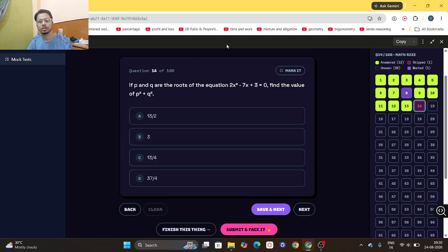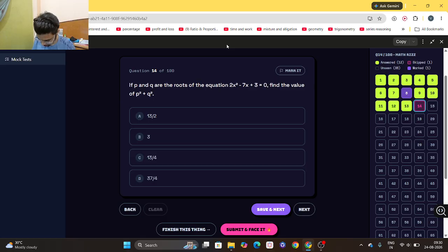If p and q are the roots of the equation 2x square minus 7x plus 3 is equal to 0, then find the value of p square plus q square. So 2x square minus 7x plus 3 is equal to 0. And we compare it with ax square plus bx plus c is equal to 0. So a is equal to 2, b is equal to minus 7, and c is equal to 3.